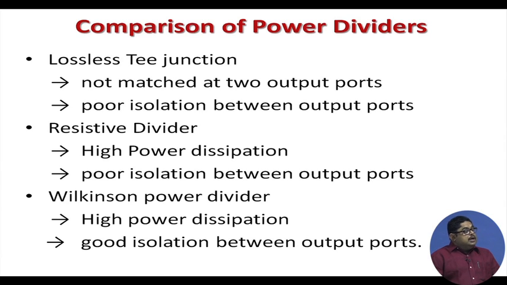Now, you can see that all these power dividers have some disadvantage. I cannot have isolation, low dissipation and matching together; that means I cannot make the total loss 0 here. That limitation is because we are confining ourselves to a 3 port device. If I go to a 4 port device, all this problem will be solved. That we will see in our next lecture. Thank you.